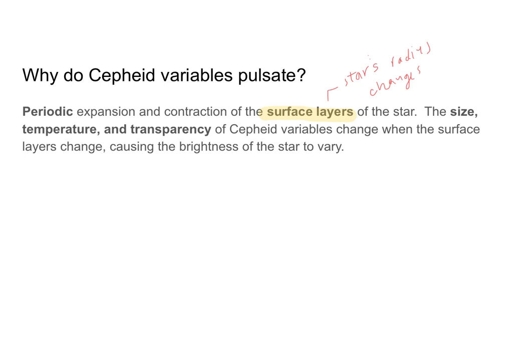The other thing that's important to know is that when the Cepheid variable expands and contracts, the size, temperature, and transparency of the star changes as the surface layers change, which is what causes the brightness to vary. My recommendation is that you focus on size and temperature, because we have talked about how size and temperature affect luminosity, and I think those are a lot more memorable than transparency. The transparency does change, but we have not really discussed the relationship between transparency and luminosity. It's outside the scope of this class, so please focus on size and temperature.